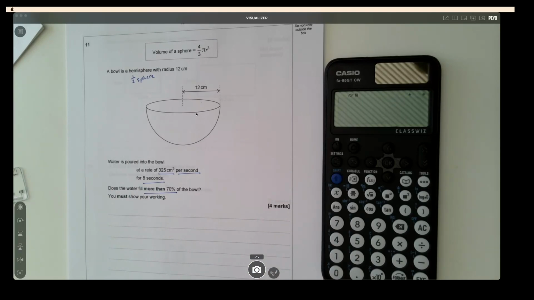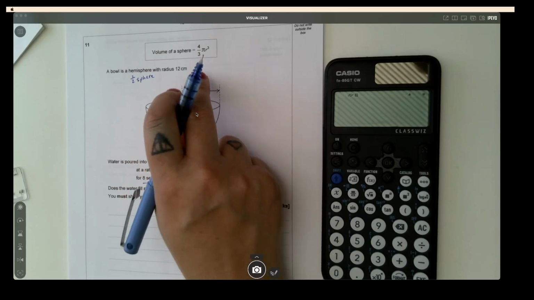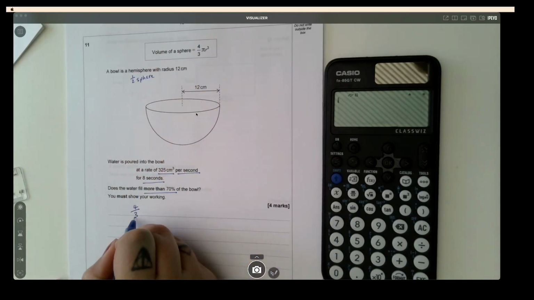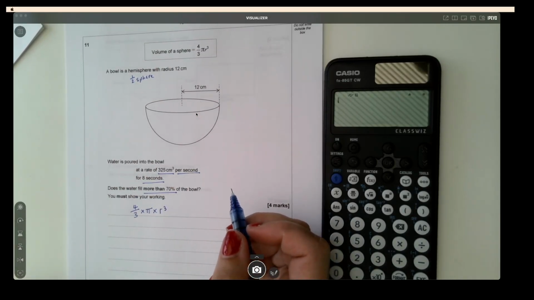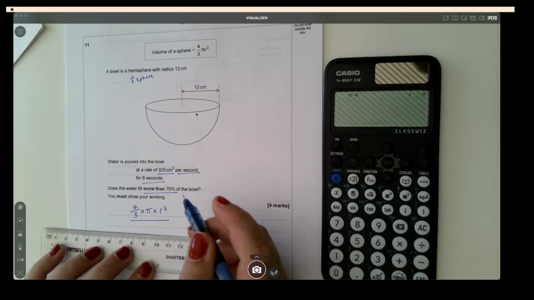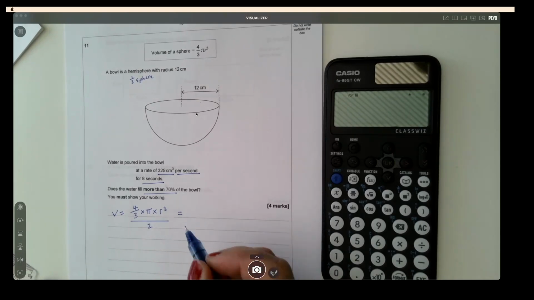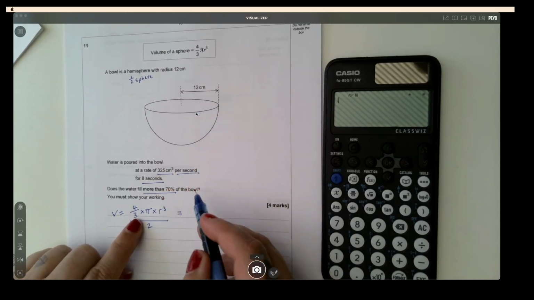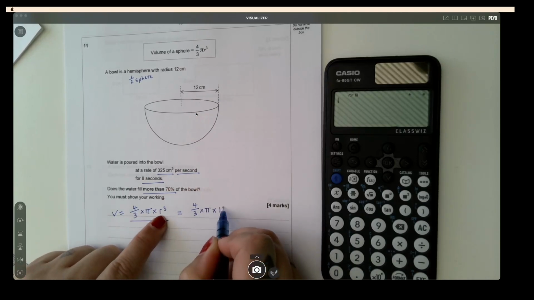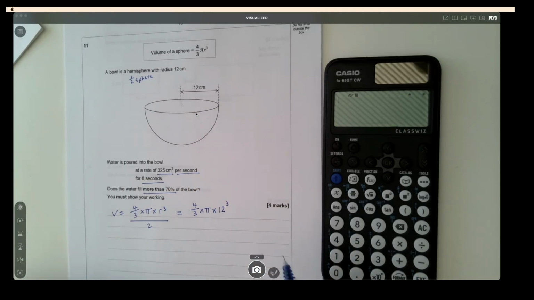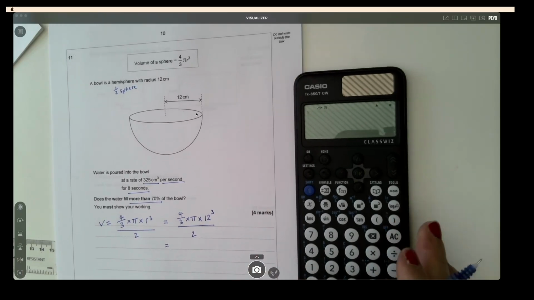So first of all, let's find out how much water this bowl could hold. So we're going to find the volume of this hemisphere. So we're going to use the volume of a sphere, but then because a hemisphere is half of a sphere, we will divide our answer by 2. So let's substitute in what we know. We're given the radius as 12, so we've got 4/3 times pi times r, the radius of 12 cubed. And then once we've got that, we'll divide our answer by 2. So let's stick that into our calculator.